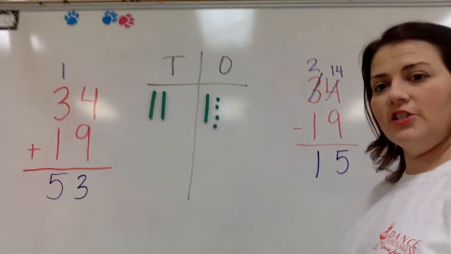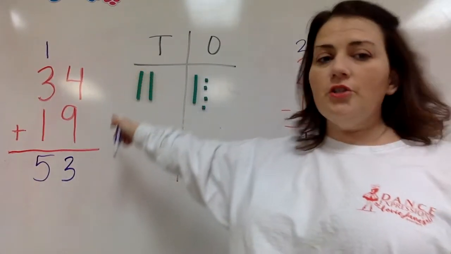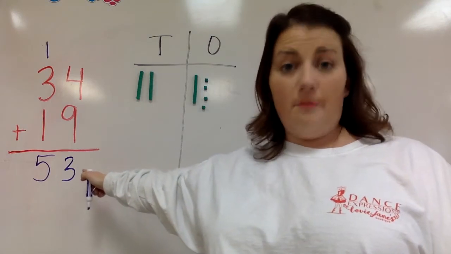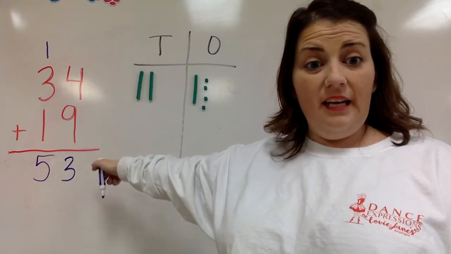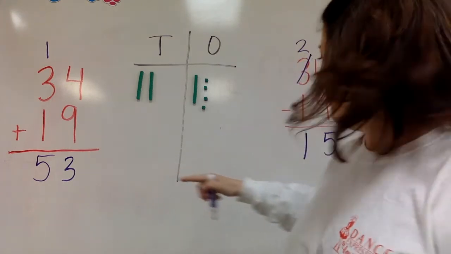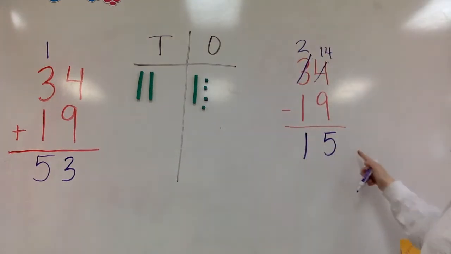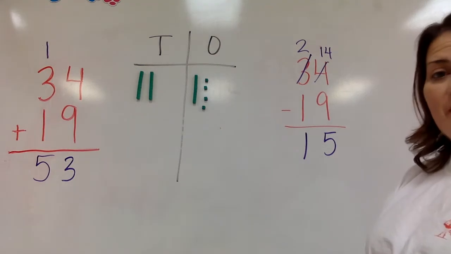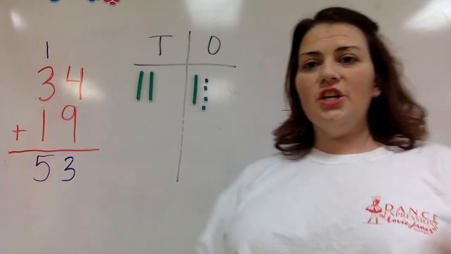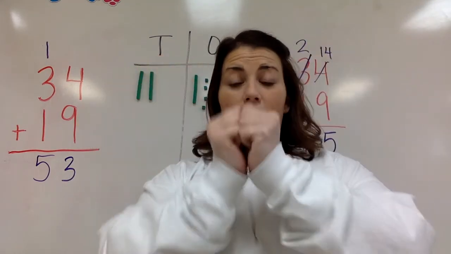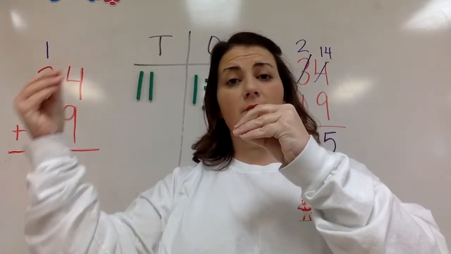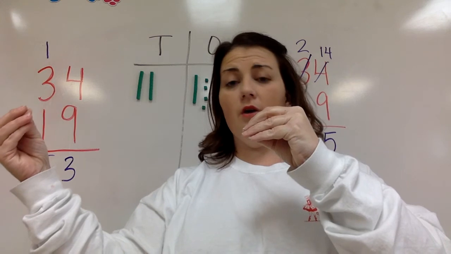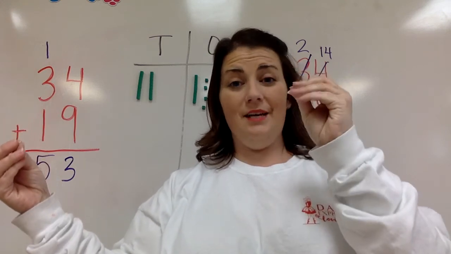Now look at our answers. When we added our 2 numbers, we got 53. That's a much bigger number than we started with. 30-something plus 19 is going to be 50-something. Okay? When we subtracted them, we ended up with a smaller number. How cool is that? So addition, we're taking 2 numbers and putting them together. Subtraction, we're starting with one number, taking some away, or comparing or removing some and seeing what's left.